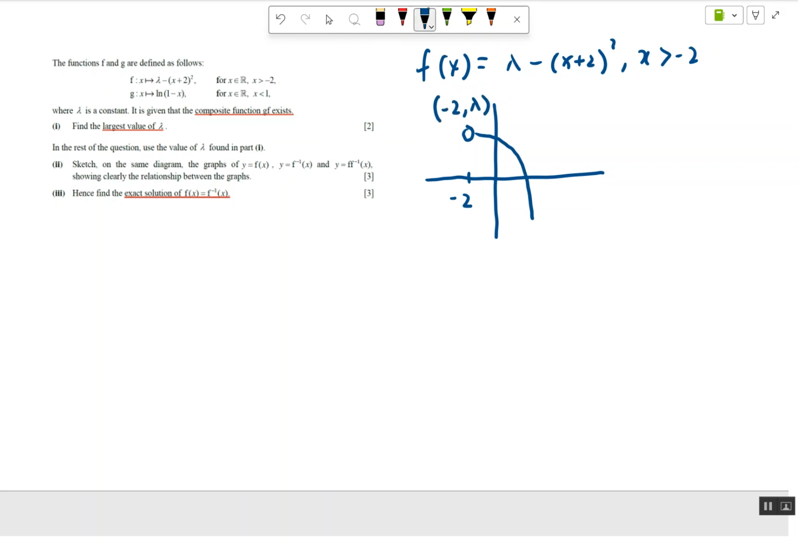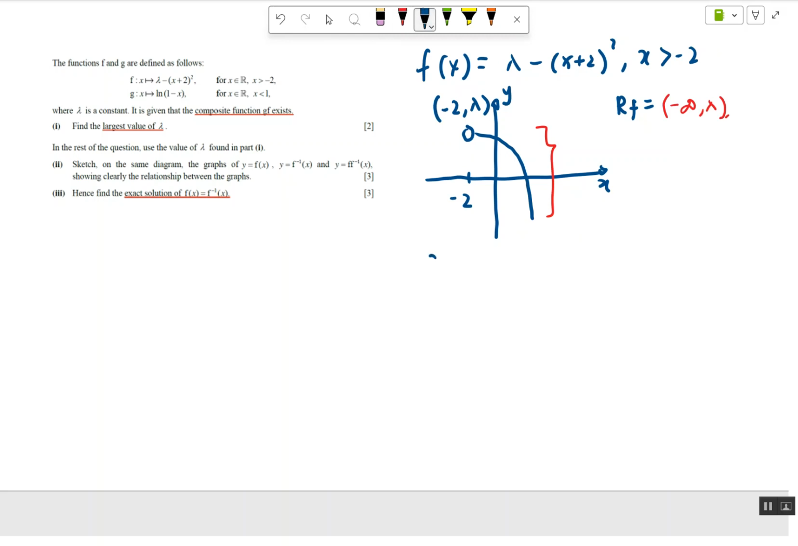From here you know that the range of f is from lambda to negative infinity. It cannot include lambda, so the range is negative infinity to lambda, with lambda open. So this is the range.